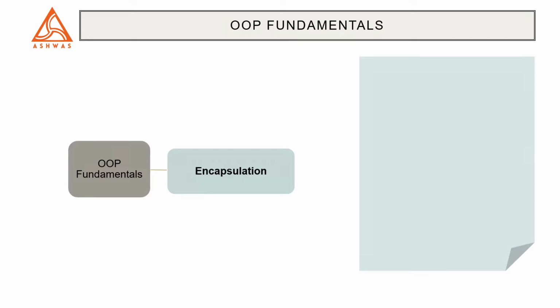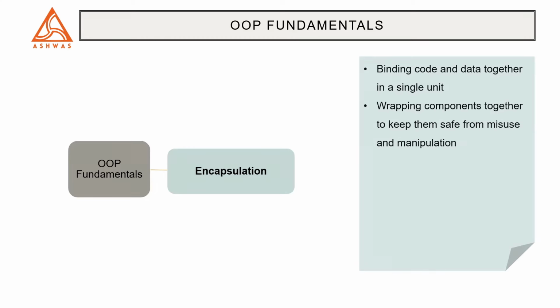So, let us quickly recap what is encapsulation. Encapsulation is all about binding your code, that is the behavior, and data together in a single unit. Here, our unit is a class. Wrapping the components together keeps them safe from misuse and manipulation. Naturally, because the class is responsible for the data as well as the behavior, the methods, and it is accessed through objects, they are safe and they are not misused.